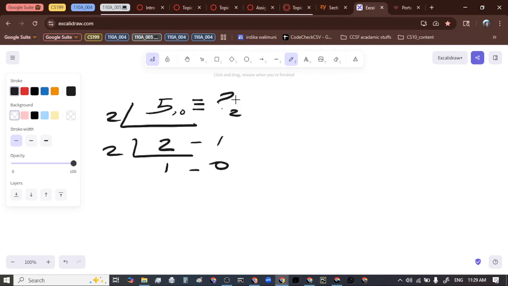We are not there yet because we have 1 here, it's not 0. So we're going to divide one more time. How many 2's in 1? 0. There are no 2's in 1, right? So it's 0 here. Then what's left? 1, right? Okay, that's it.